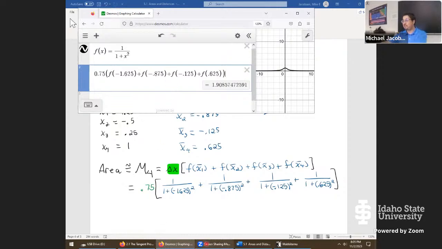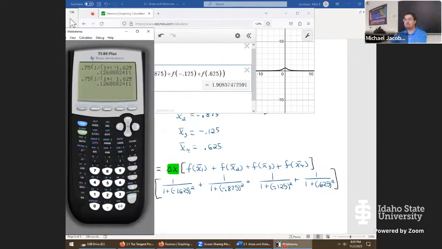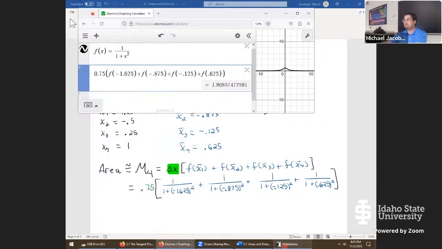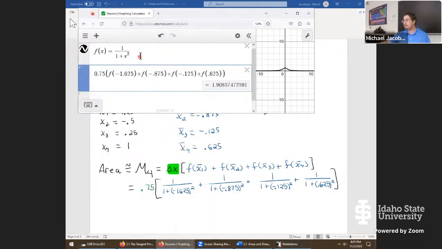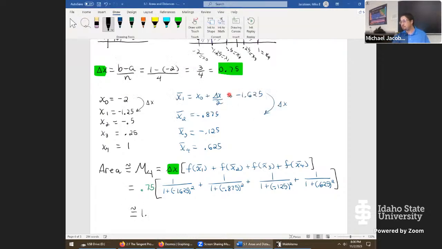It's so much harder if you're just typing it out line by line like this on a calculator. I messed up something somewhere, probably a sign or a parenthesis. If you define the function first, it's way, way easier to get a fast numerical answer. So 1.91 is what I would round this one to.